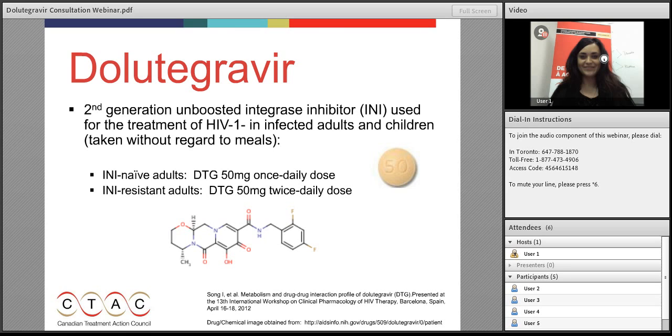Now we're going to get into Dolutegravir. So Dolutegravir is the only once daily unboosted integrase inhibitor used for the treatment of HIV in adults and children. It comes in a 50 milligram oral tablet form, and its suggested dose is 50 milligrams once daily for adults who haven't taken treatment before, and twice daily for those who've experienced previous resistance to integrase inhibitors. And Dolutegravir also has no significant food effects.